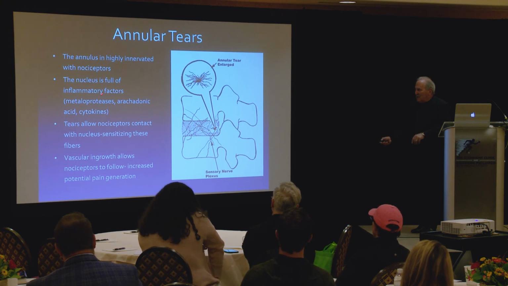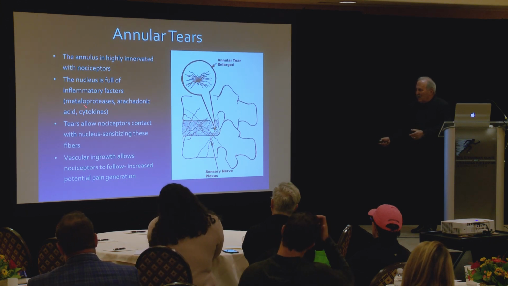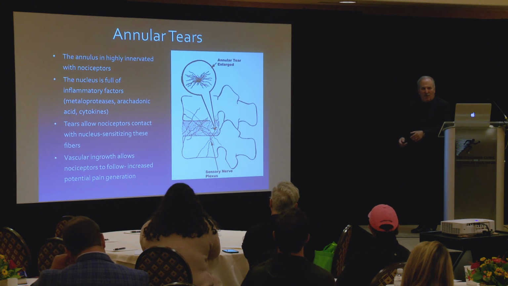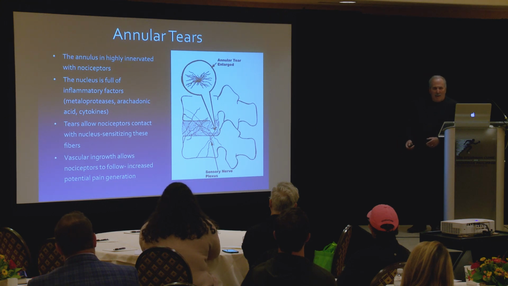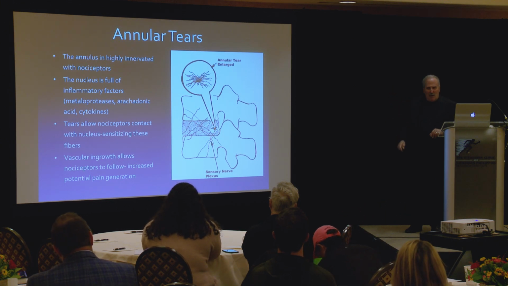Again, we talked about this. The nucleus is full of inflammatory factors, metalloproteases, arachidonic acid, cytokines, and the tear allows the nociceptors within the disc wall to be contacted by all of these miserable factors. What happens to the nociceptors within the disc wall? They become inflamed. Why does it sometimes take a while? You bend down, you have a pop in your back, you say, that was weird, and the next day you can't walk. The inflammatory cascade, right? It takes a while for the arachidonic acid to go down the leukotriene and cytokine pathways.